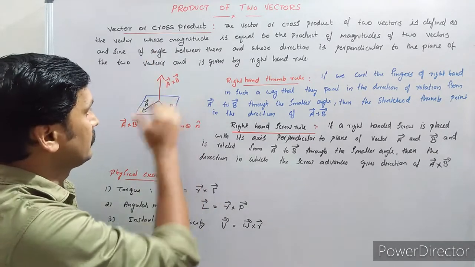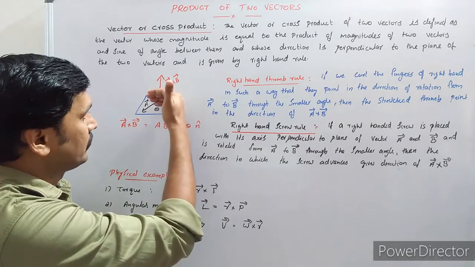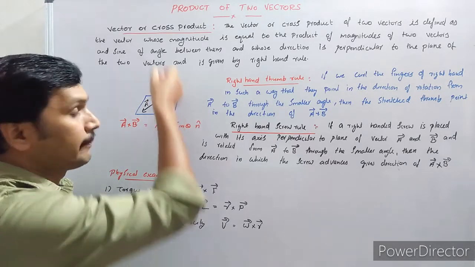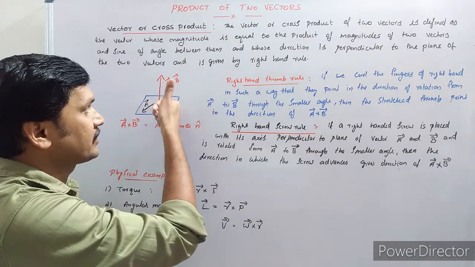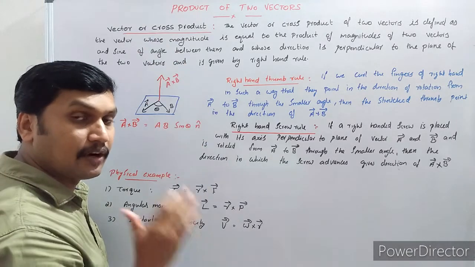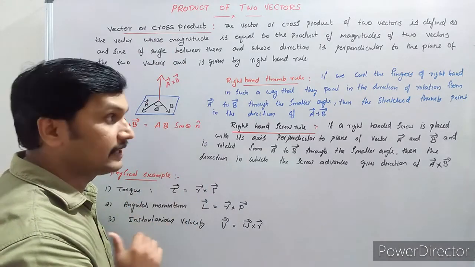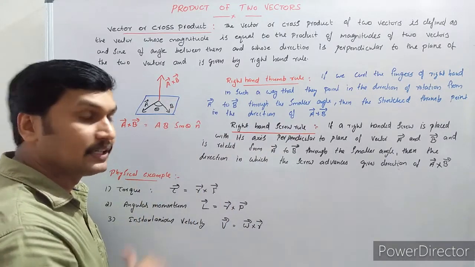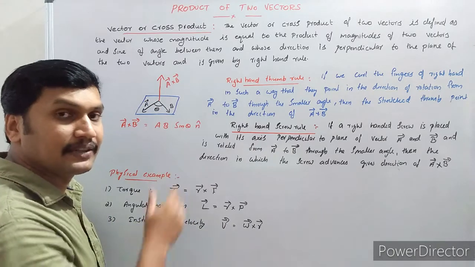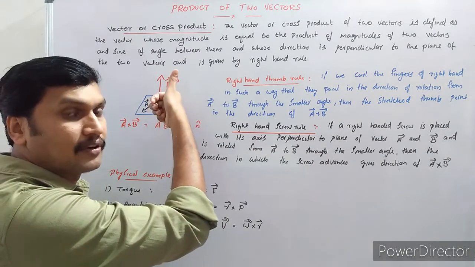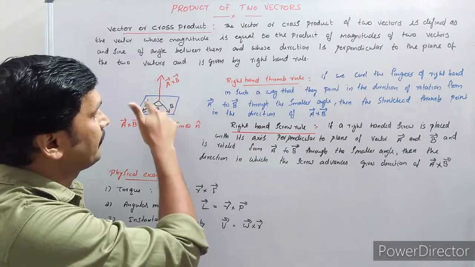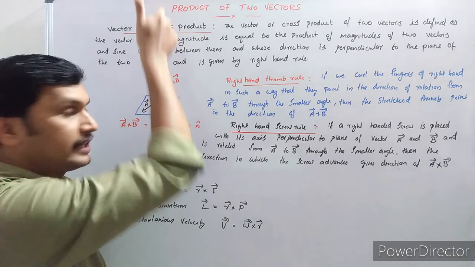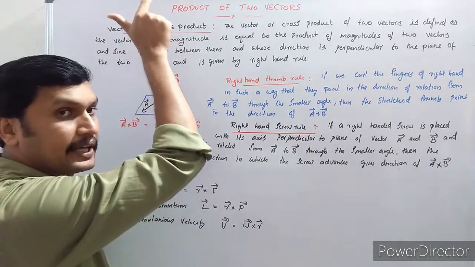In this diagram, this is the smallest angle from A to B. So keep your curl of fingers from A to B through the smallest angle, and my thumb is in the upward direction. So that's the direction of A cross B. If you hold the right hand in such a way that the curl of fingers goes from A to B through the smallest angle, then the stretched thumb gives the direction of A cross B. So here the thumb is in the upward direction, that is, perpendicular to this plane.